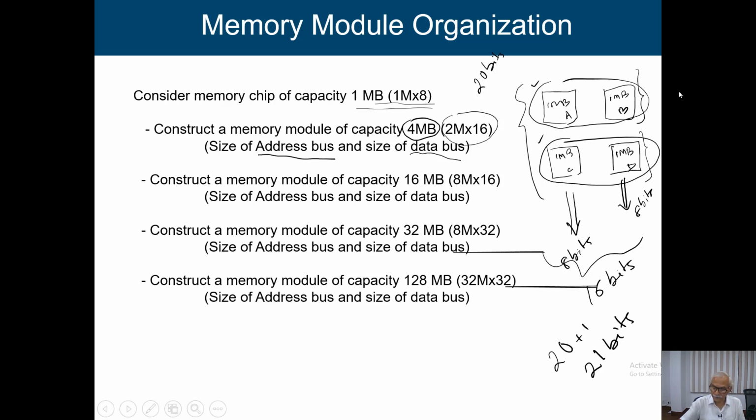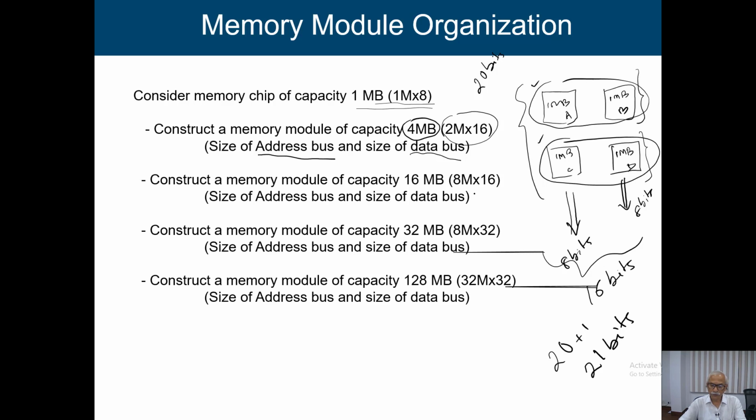This is the 4 megabyte capacity, but it is organized as 2 mega by 16. Now the second one says to construct a memory module of capacity 16 megabyte. So the total capacity is 16 megabyte, but what is the organization? Again it says it is 8M by 16. Since it is mega, 16 bits is 2 bytes, so 8 into 2 becomes 16 megabyte. Now if you look into it, here I am getting 2 megabyte. All are having 16 bits of information.